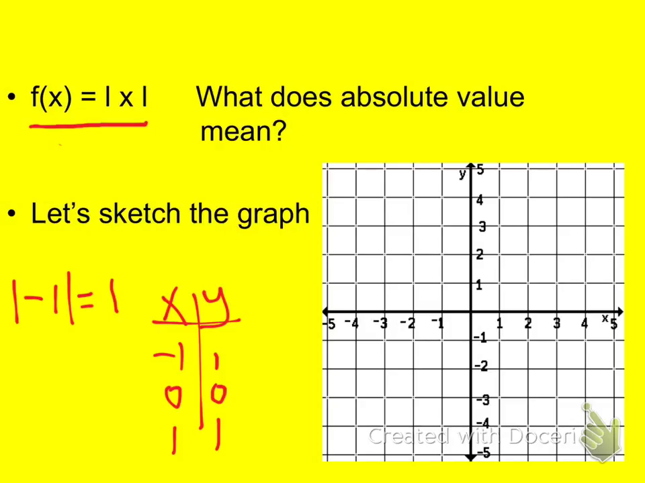We see here that the absolute value of -1 is equal to 1. Why? Because absolute value is distance from 0. Therefore, we can't walk -1 miles, so it's going to be +1. The absolute value of 0 is 0, and 1 is 1.